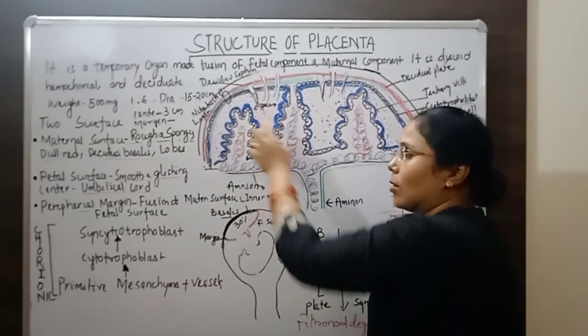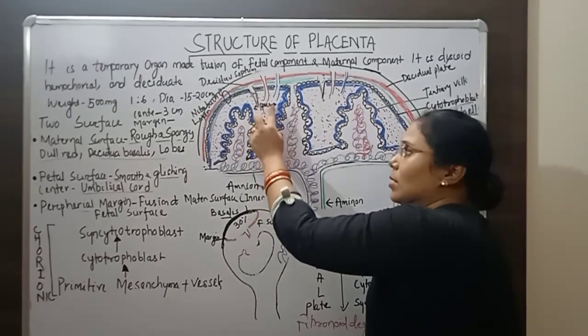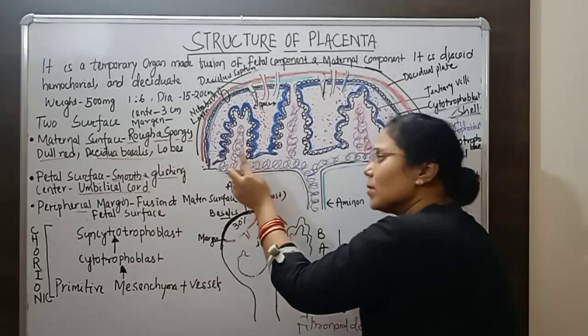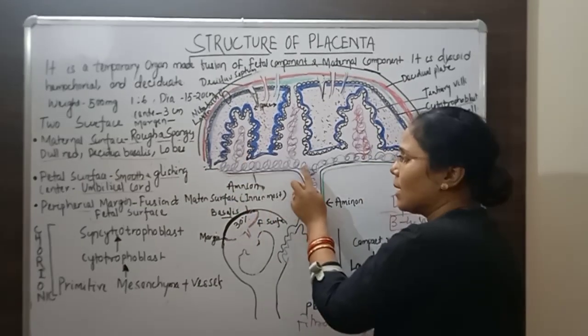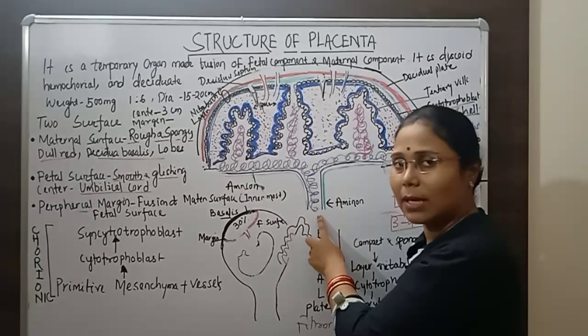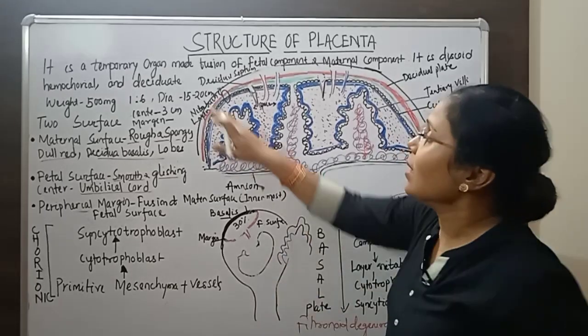So this is already discussed. This is the nutritive villi. All these things are absorbed inside this capillary network, and from this capillary network they move to the umbilical vessels, and from this umbilical vessel attached to the umbilical cord, it finally leads to the fetus. So this is the decidual plate.